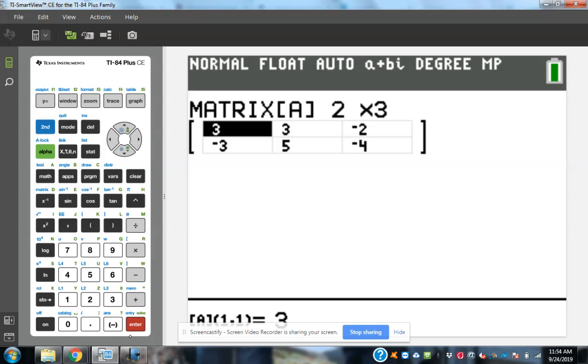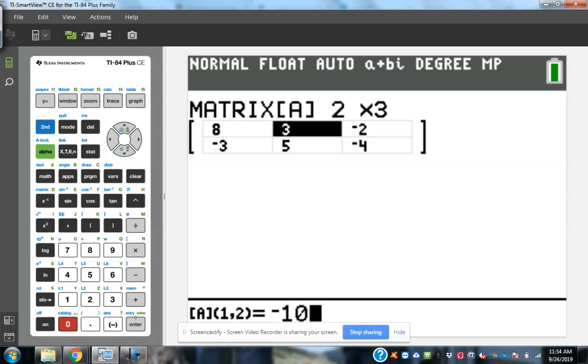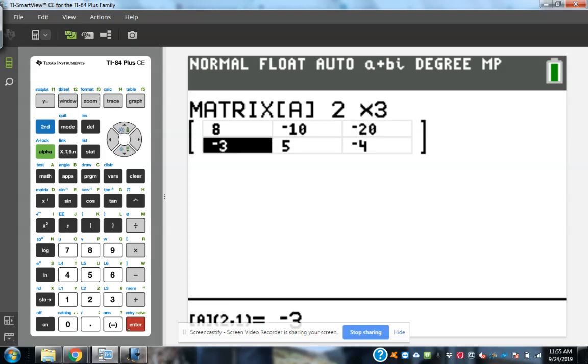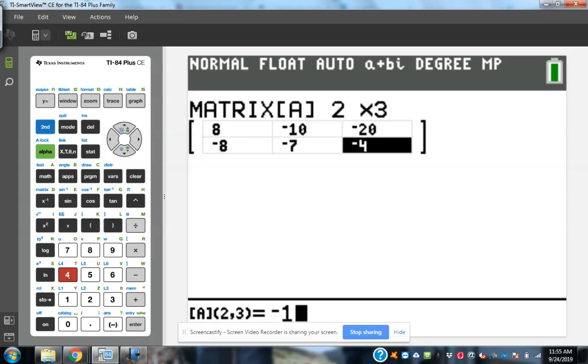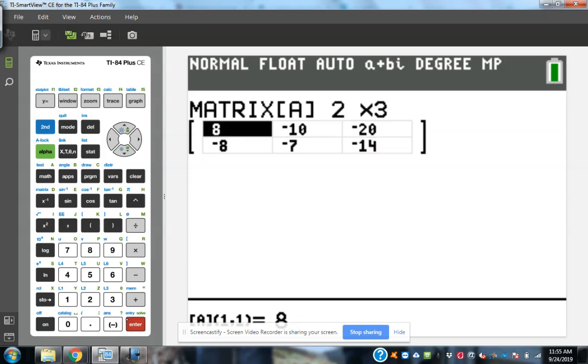Now I just need to put the correct numbers in there. And if you've already got things in there, that's okay. We're just going to type over them. So when I go to the first spot there, I need a positive 8. So I'm just going to type 8 and hit enter, and it replaces it. The second place is a negative 10. Hit enter, replaces it. Negative 20, enter, and then keep going. Negative 8, negative 7, negative 14. Before you leave this page, make sure you've got all your stuff in correctly. Anybody not finding what we need?